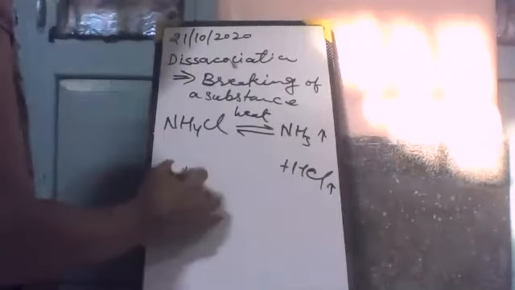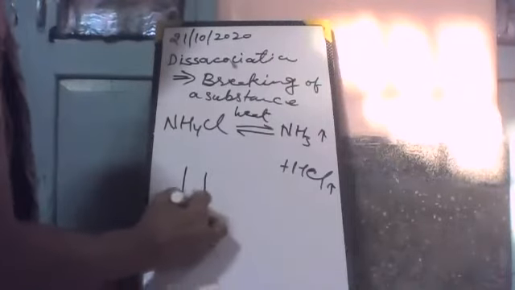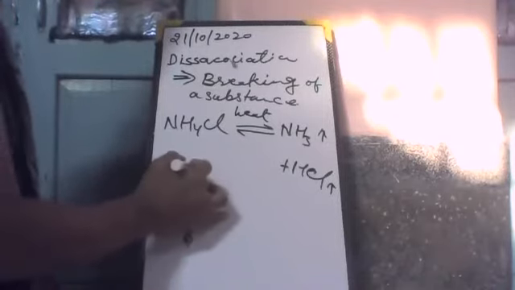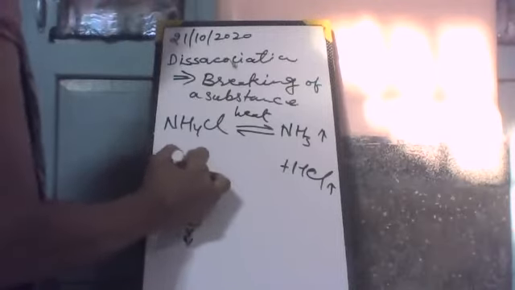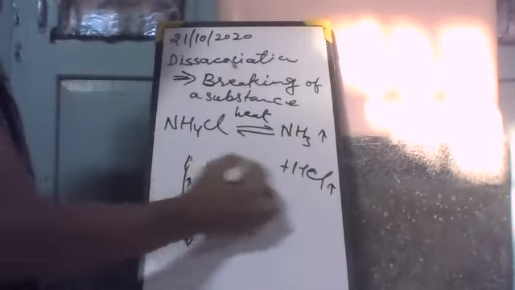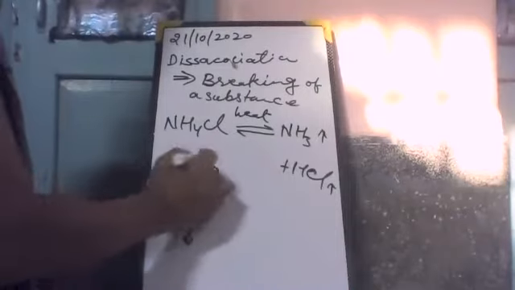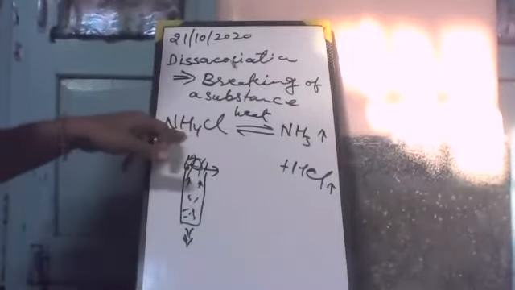We take some ammonium chloride in a test tube and heat it. What happens here? Both the gases go upward and cool down here. On cooling, ammonia and HCl again react and form the deposit here at the base of the test tube. And this is reversible. We can again get the ammonium chloride on cooling down of ammonia and HCl.